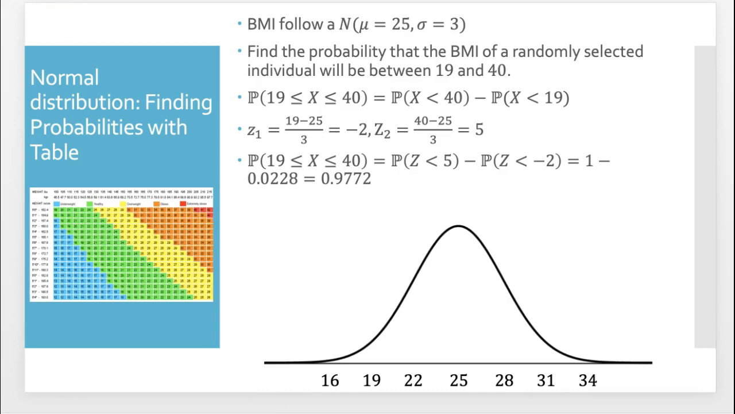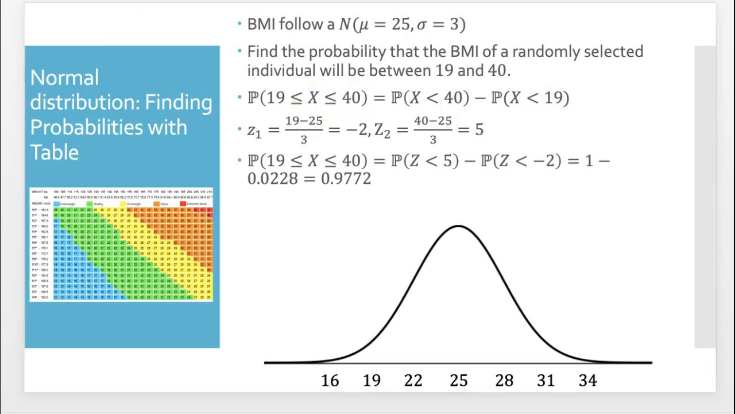So just to see an example here, of course, we want to find the probability that the BMI of a randomly selected individual will be between 19 and 40. And so in here, we have one of these between probabilities. Using the table, we want to find the probability of x less than 40 minus the probability of x less than 19, and that will give us this area in here.